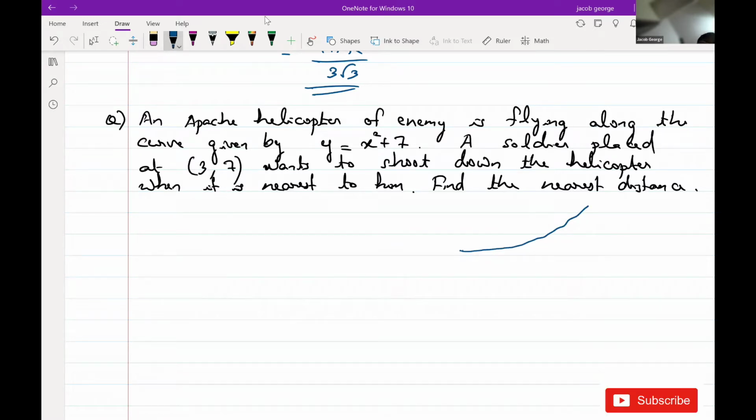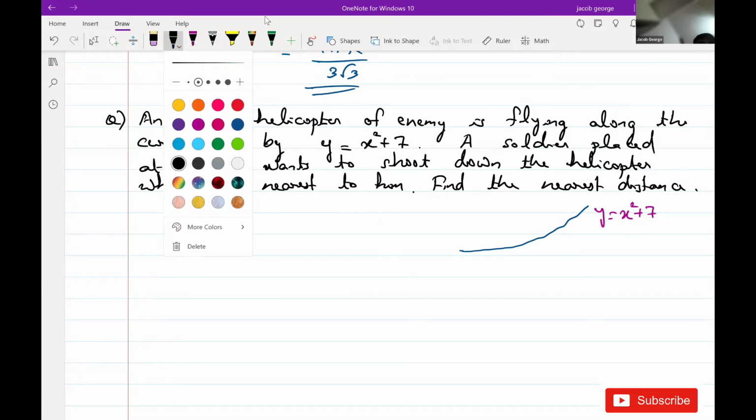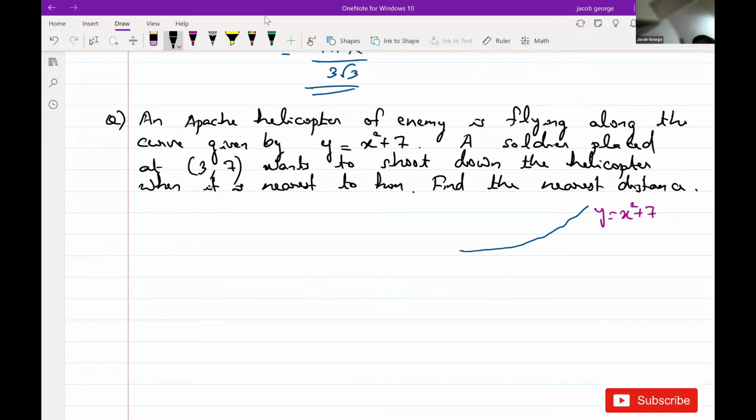The equation of the curve is y is equal to x square plus 7. Then a soldier is placed at 3,7. Let P(3,7) be the point where the soldier stands, and he wants to shoot down the helicopter. The helicopter is flying along this curved path. When it is nearest to him, suppose this is the nearest distance, the shortest distance.